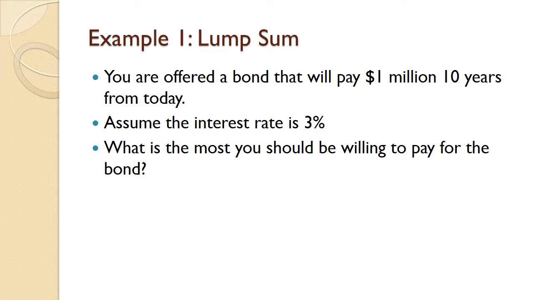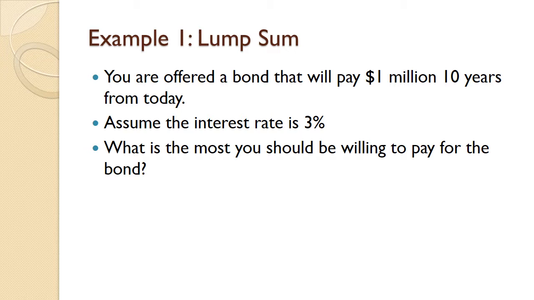Now we're going to go over 3 examples of present value calculations. We'll start with the simplest case, a simple lump sum payment to be received at a future date. Suppose you were offered a bond. This bond will pay $1 million 10 years from today, and the risk-free interest rate is 3%. What is the most you should be willing to pay for this bond?